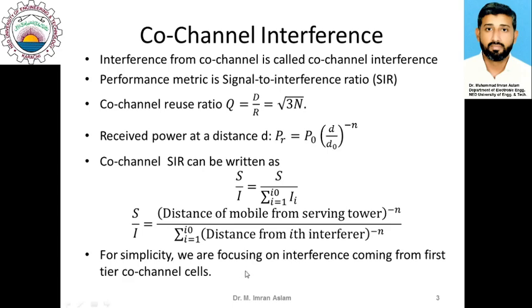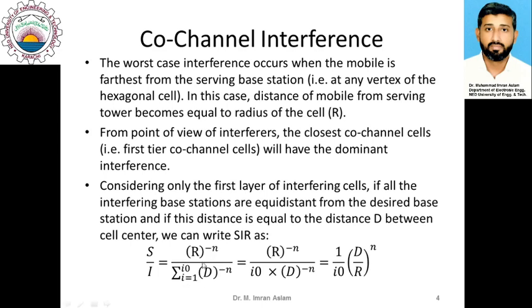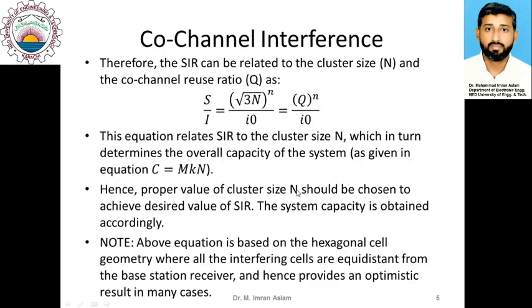So I can replace this distance from ith interferer with d here. Since all the distances are taken to be same, the overall summation would be equal to d raised to the power minus n multiplied by I0, where I0 shows the number of interferers which are significant. So this is 1 upon I0 times (d over r) raised to n. I have switched the numerator and denominator to make the index positive. So signal to interference ratio is dependent on path loss index as well as this d upon r ratio, which is the co-channel reuse ratio.